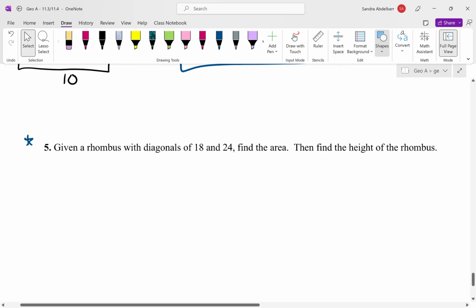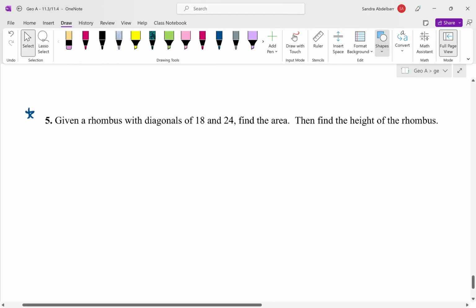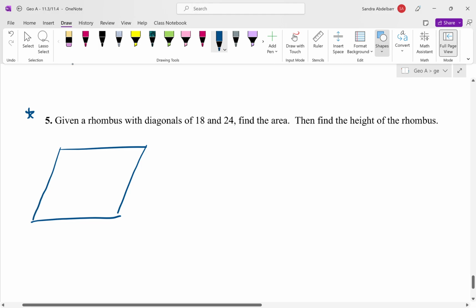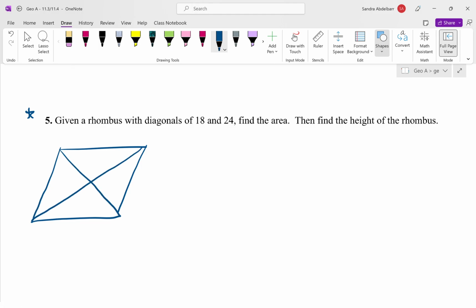Okay. Given a rhombus with diagonals 18 and 24, find the area, then find the height. All right. So I'm going to draw a rhombus. And they're saying the diagonals are 18 and 24. Don't we know the diagonals bisect each other in a rhombus? So we're 9, 9, and then 12, 12. Do we agree?